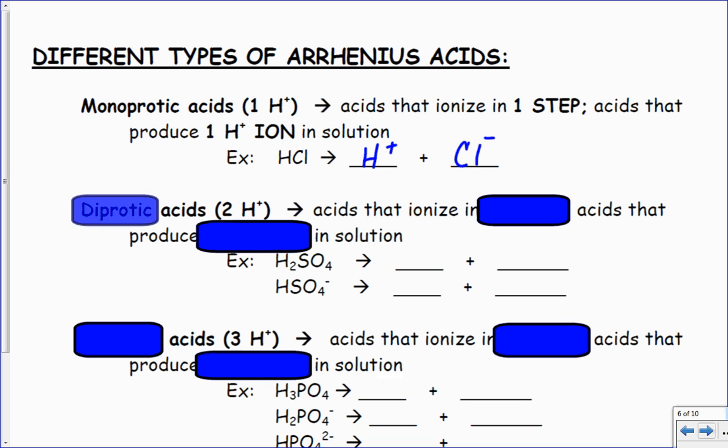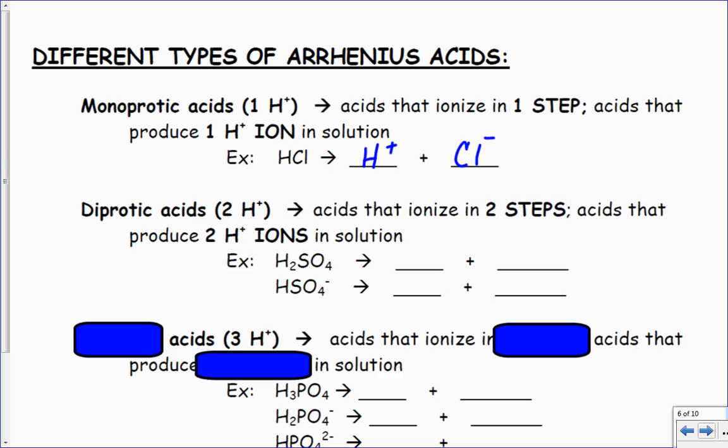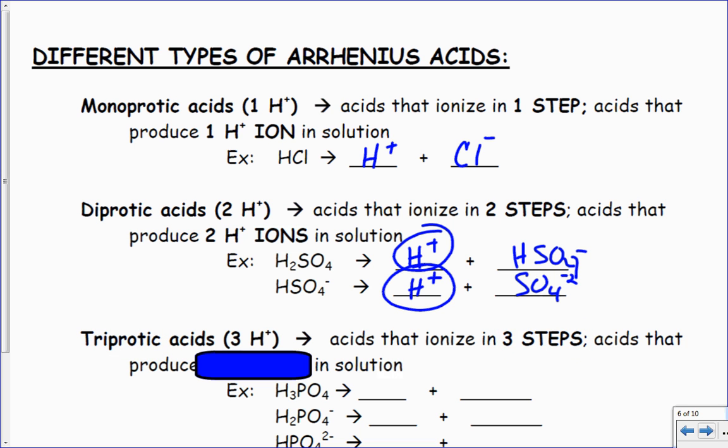Moving right along. A diprotic, di is two H's, two steps. I get H plus with HSO4 minus, and then the HSO4 minus becomes H plus with an SO4 minus 2 ion, and now I end up with 2 H pluses in solution. There are some that have 3. We call them triprotic. 3 steps, if you will.